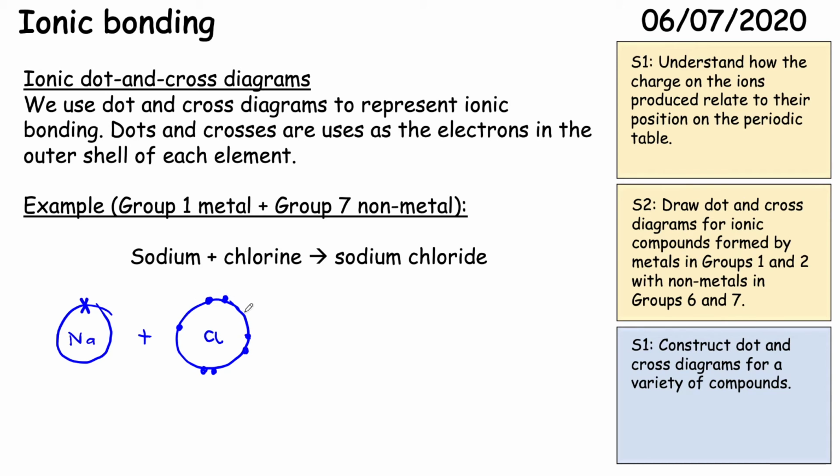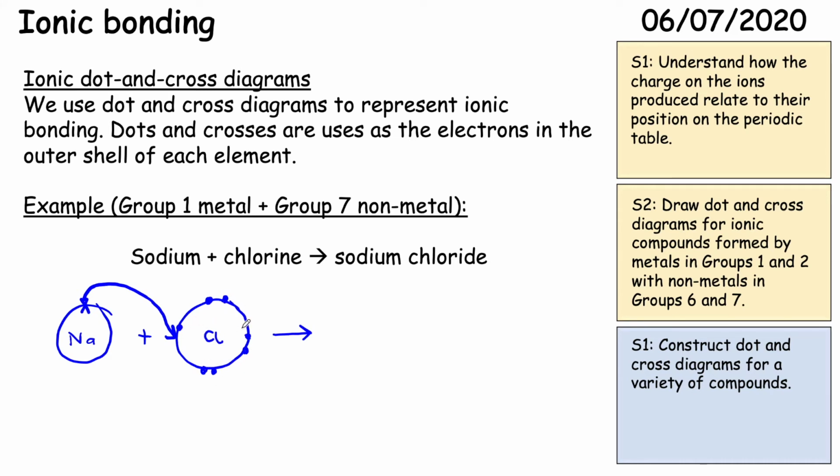I know that all the dots belong to chlorine and all the crosses belong to sodium. Now, how can this chlorine gain a full outer shell? It needs 8 electrons. Well, it only needs 1 extra electron to get a full outer shell. So sodium donates its electron to chlorine. Wonderful. Sodium's happy because it's got no electrons, or its next inner shell is full, and chlorine's happy because its outer shell is full as well.